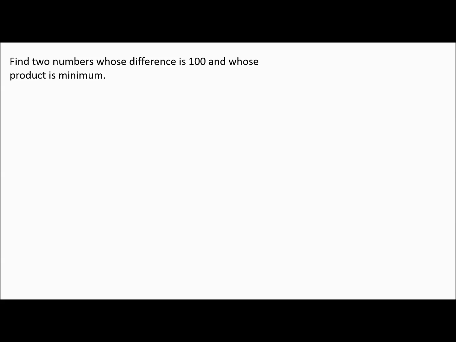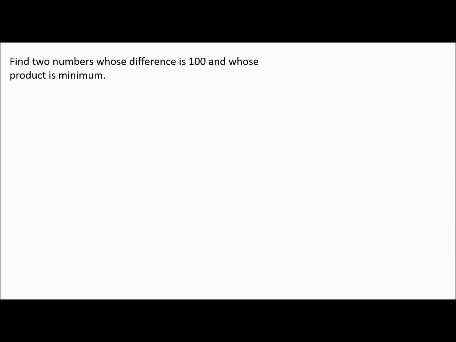Okay, so you ready to try a problem? We're going to start small. It says find two numbers whose difference is 100 and whose product is minimum. So remember what we're trying to do. We're trying to come up with two equations to represent this information. One of them would be your maximize-minimize equation, and that's the one we'll take the derivative of.